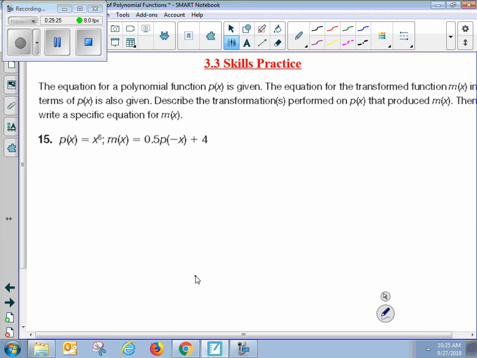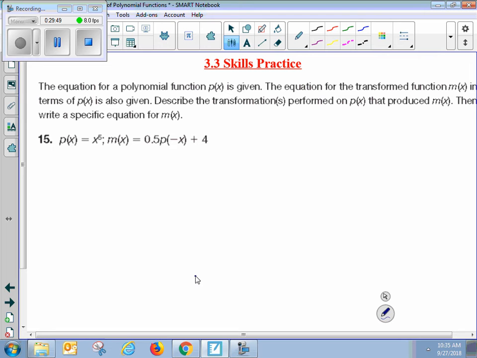Now, the negative is inside the parentheses with the x. You had to graph one of these on the last test. Reflected over the y-axis. That was that parabola that you had to just throw to the other side. Last but not least, what is the 4 doing? Shifting it up 4. That would be my verbal description.